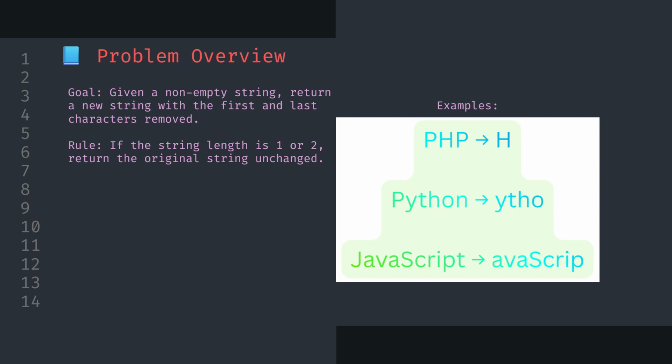The task is straightforward, but teaches useful defensive programming. Always consider edge cases such as very short strings or empty input. We'll implement a small helper method that encapsulates the logic, then call it with sample inputs from main. This keeps the core logic reusable for tests or other usages.